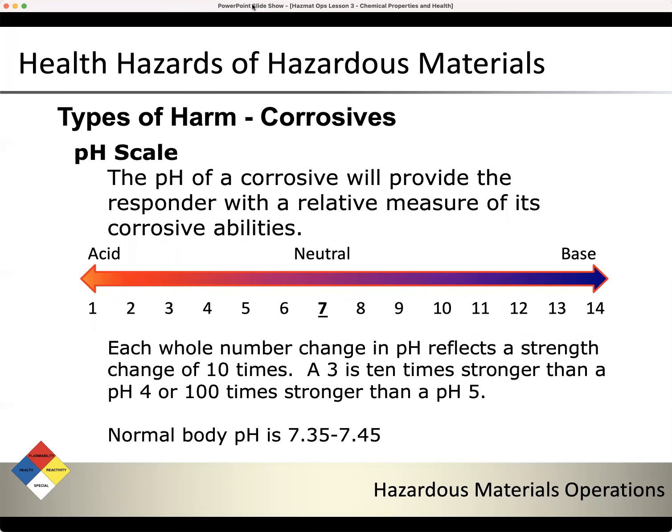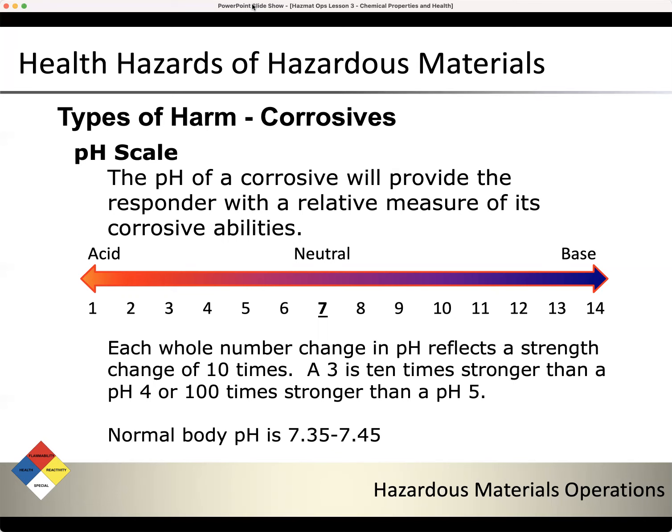All right, so when we're talking about corrosives, there is a measurement of corrosivity. It's called the pH scale. The pH of a corrosive will provide the responder with a relative measure of its corrosive abilities. So the scale goes from 1 to 14. 7 in the middle there is considered neutral, so it's neither an acid nor a base. Any pH less than 7 is an acid. Any pH greater than 7 is a base.